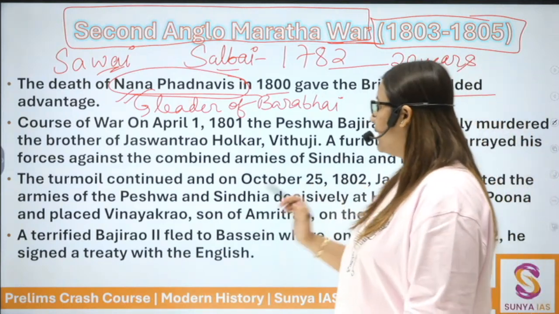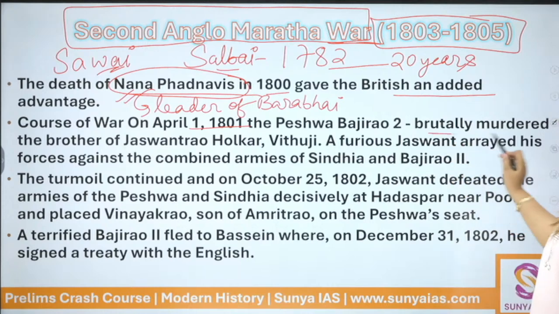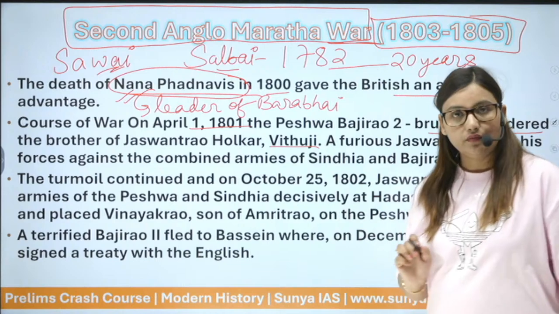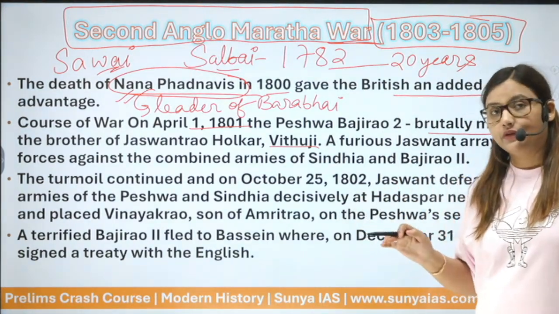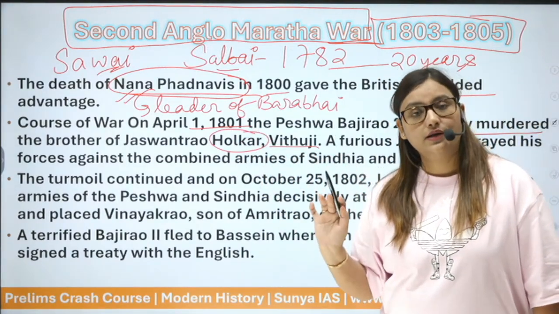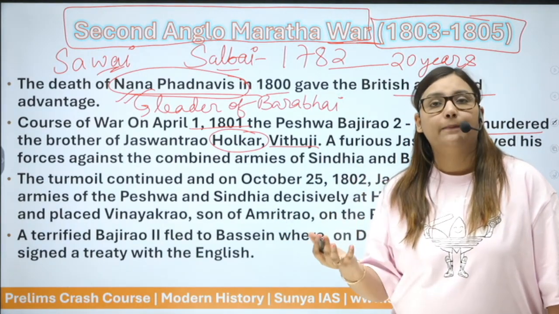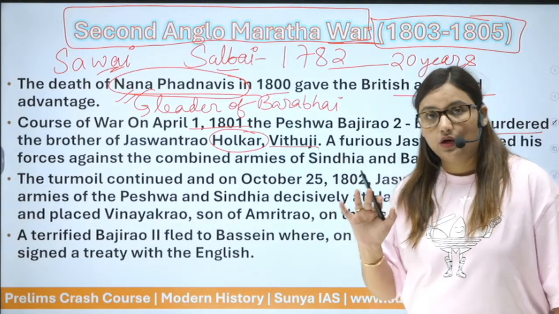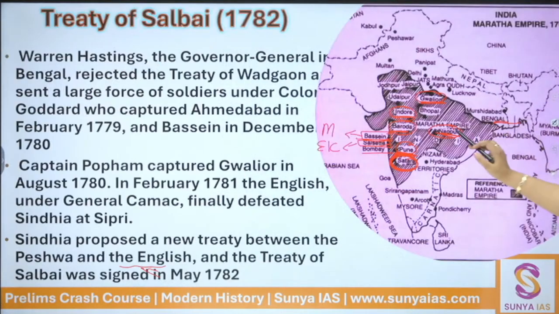So the war starts from 1st April 1801, when Peshwa Baji Rao II brutally murdered the brother of Jaswant Rao Holkar, Vitthuji. So he is against the Holkars. Do you remember the Holkars? Who were the Holkars? Holkars were ruling from which area? I hope you remember the Maratha Confederacy. Holkars, Sindhia, I told you. If you remember, look at this map.